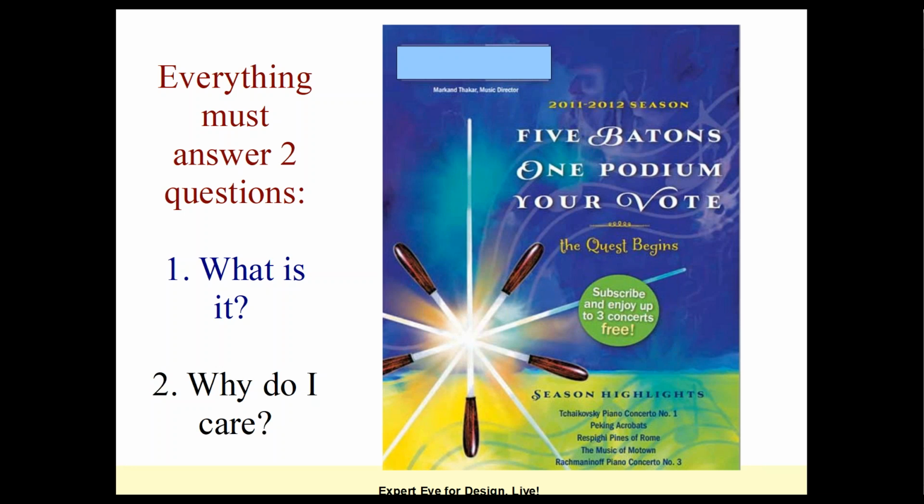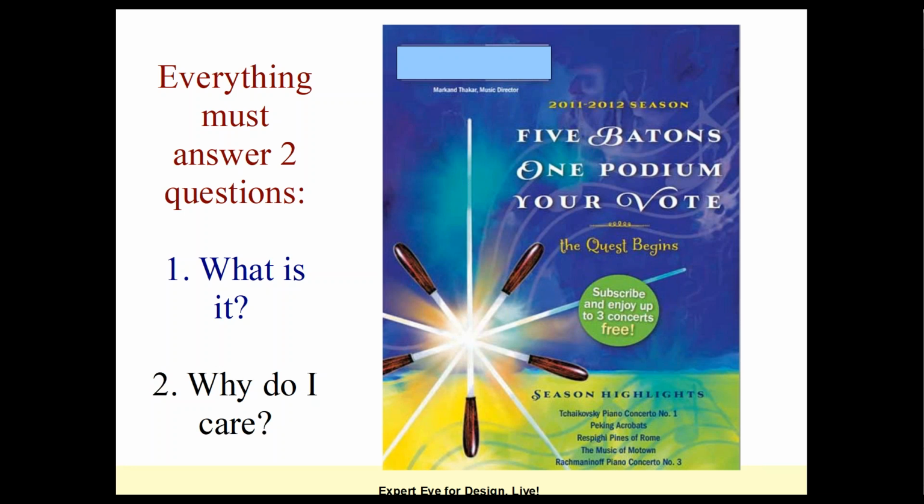They have to be able to very quickly, within just a few seconds, understand what it is that they're looking at. For example, this particular orchestra's brochure, I think, is very misleading because you don't know: 5 batons, 1 podium, your vote. I don't know what that means. I don't know whether this is a company that sells batons or sells podiums, or is it an orchestra? Is classical music involved in here in some way? It's just very misleading, and I don't know why I should care about 5 batons.